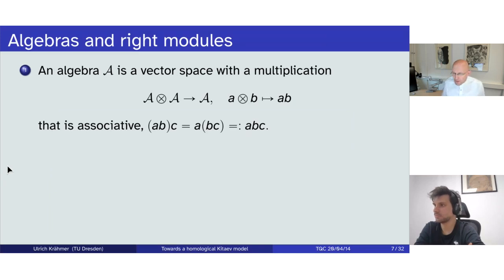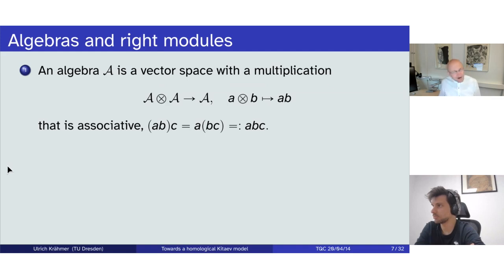Good. So I think we all agree what an algebra is. An algebra just means a vector space coming with a bilinear multiplication map, which I always write as A tensor B goes to A times B. And this should be associative. So algebra for me always means associative algebra.